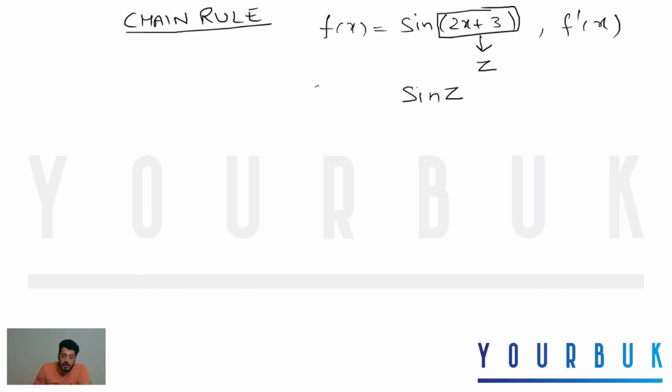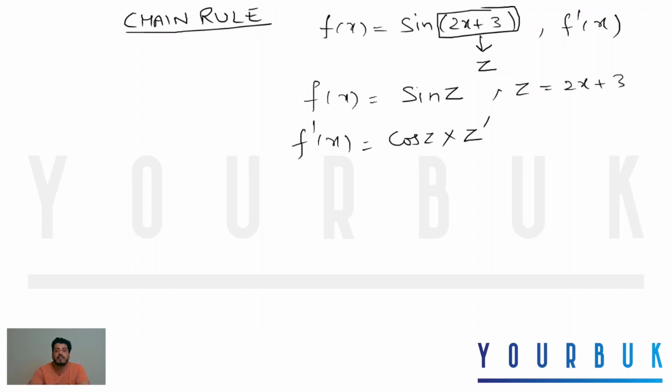Now you will treat this function as sin z, where z is 2x plus 3. Now what your chain rule says: normally differentiate this sin z with respect to z, that is going to be cos z into, you have to multiply by the derivative of z. This is what chain rule is all about. That is, whatever is the troublesome quantity, let us assume it to be z. Now this function becomes sin z.